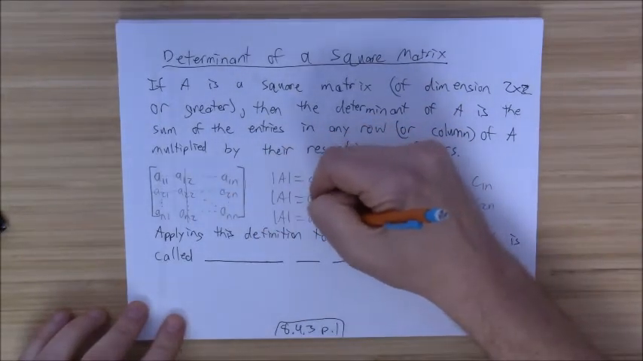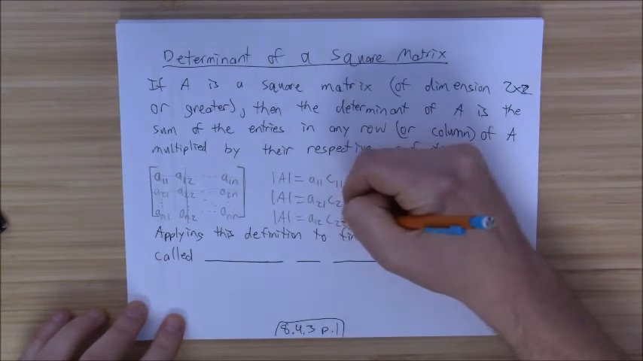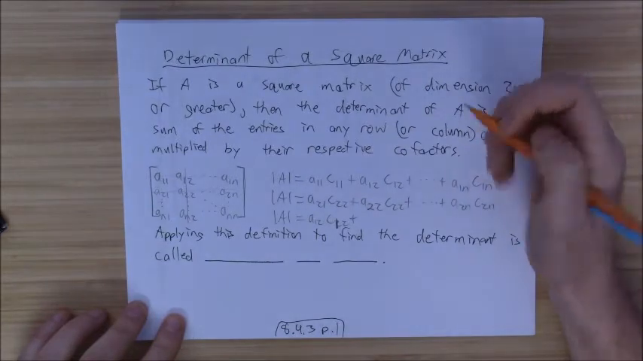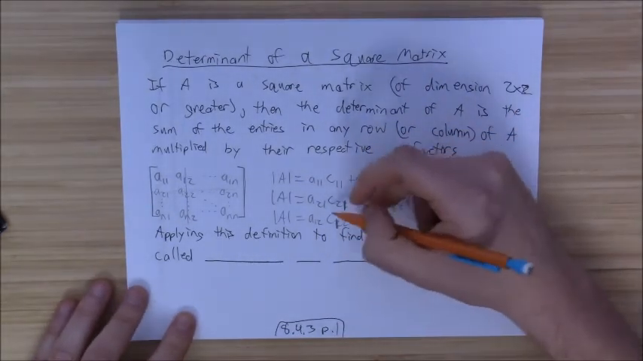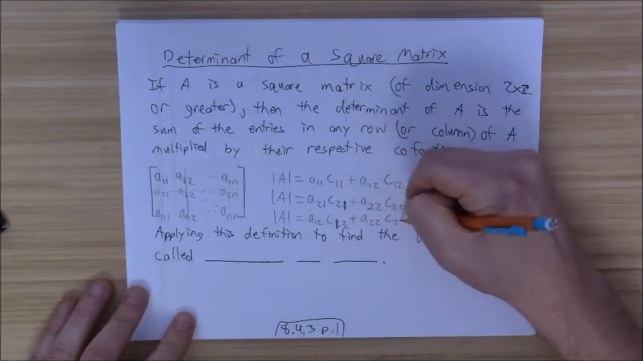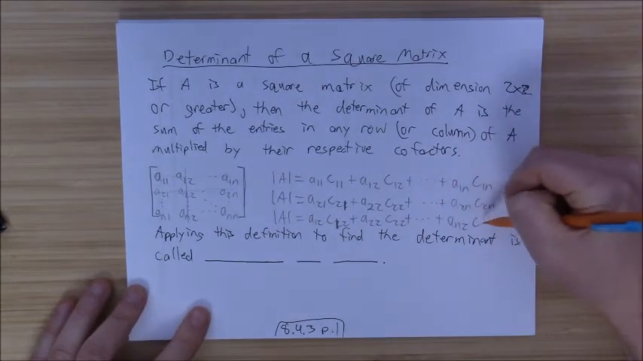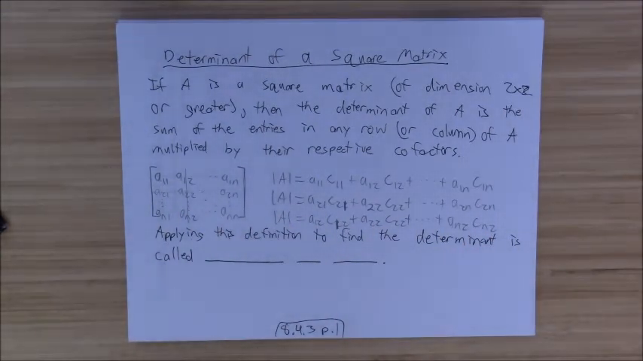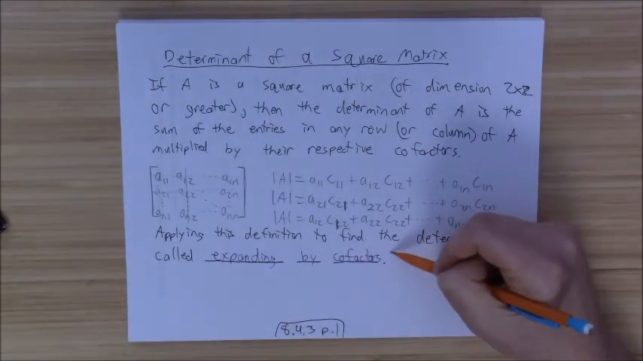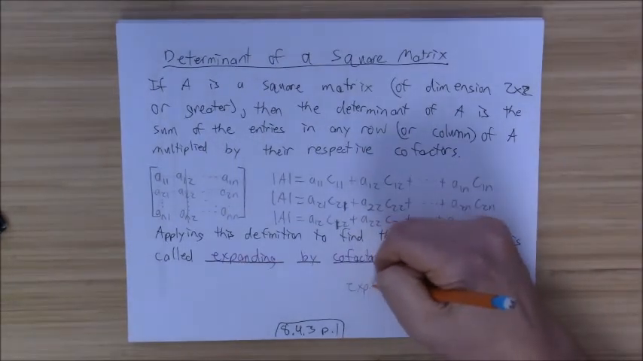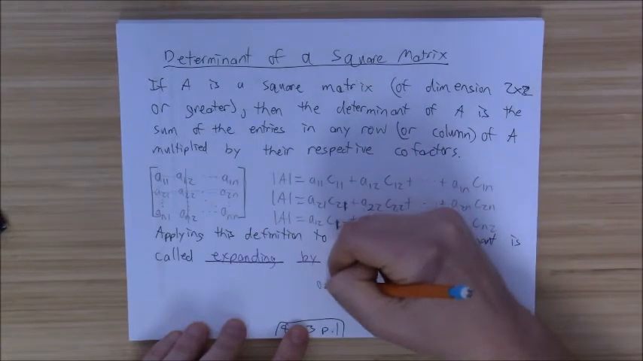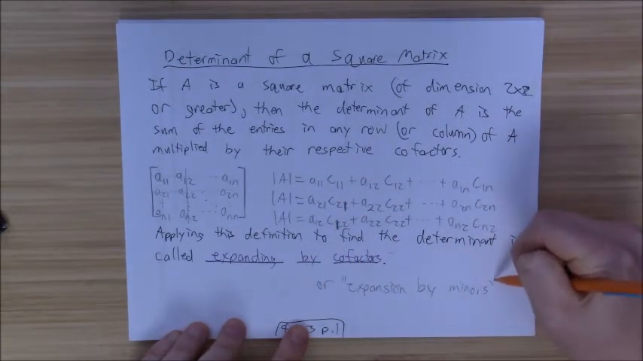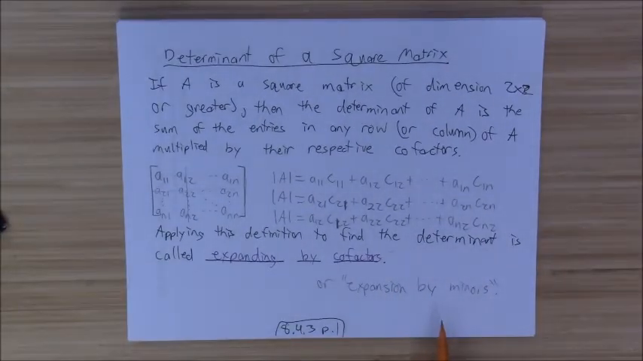We could go down the second column and have A12, C12, plus A22, C22, and then go all the way down to AN2, CN2. All right? And so we can just go through expanding that way. And in fact, that tells us why this is called expanding by cofactors. Or sometimes people call it expansion by minors, because there's minors as well. But the most important thing to realize here is that you have options, which gives us lots of possibilities of how to do this.